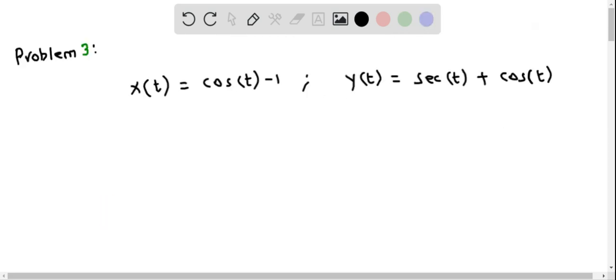We now do problem 3. So here we have x of t equals cosine t minus 1. So first I'm going to add 1 to both sides. So I get x of t plus 1, and this equals cosine t.